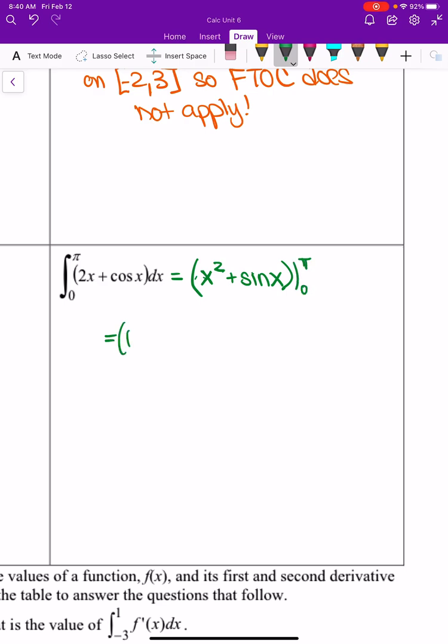So I'm going to start by plugging in pi. Minus, I'm going to plug in 0. And simplify this. So pi squared. Sine of pi is 0. Sine of 0 is 0. 0 squared is 0. So our answer is pi squared. Yay!